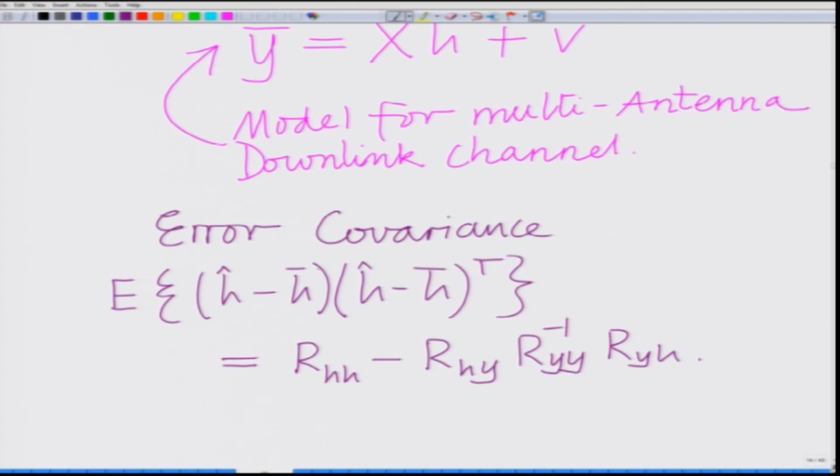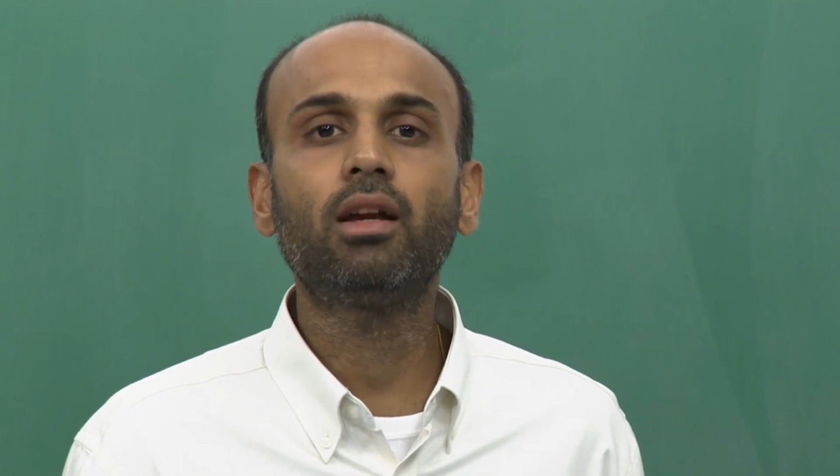This is the expression for the error covariance. Of course, previously we had looked only at a scalar parameter. For a scalar parameter, this will simply be the error variance. Now we are looking at a vector parameter, so we have to consider the covariance matrix of the estimation error, that is the expected value of (h hat minus h bar) times (h hat minus h bar) transpose.